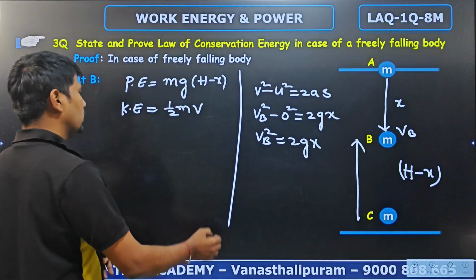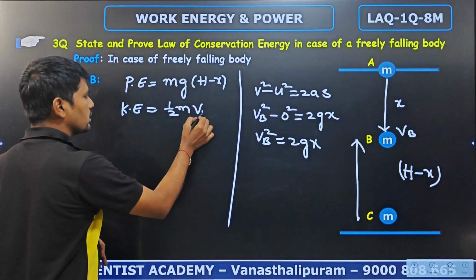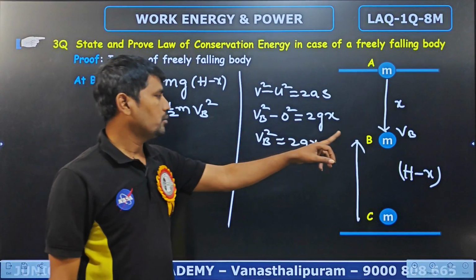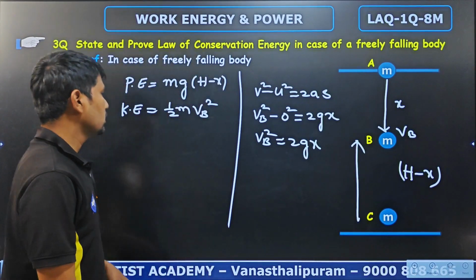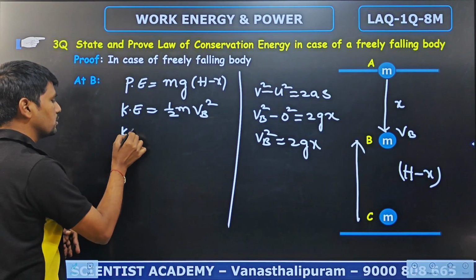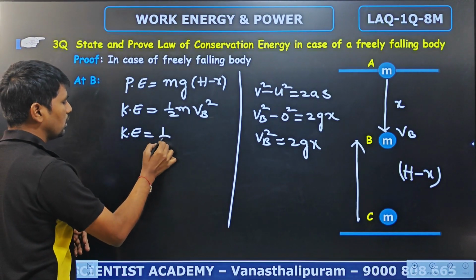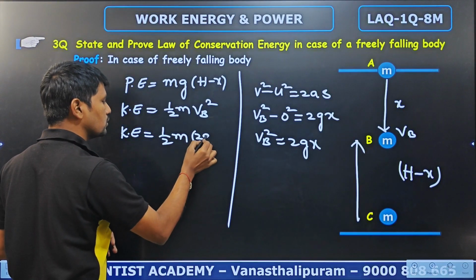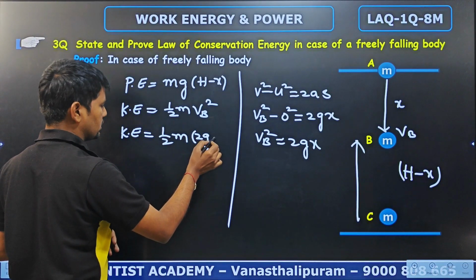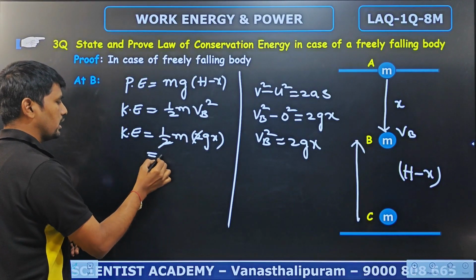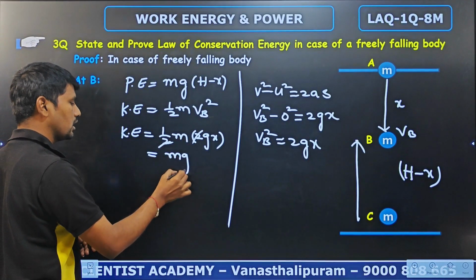Okay, so you can substitute here in the kinetic energy. The formula is half mv squared, but at point B the velocity is vb, so we have vb squared. Substitute the vb squared value: half m vb squared. Vb squared we can write as 2gx. So 2 will be cancelled. Kinetic energy is mgx.